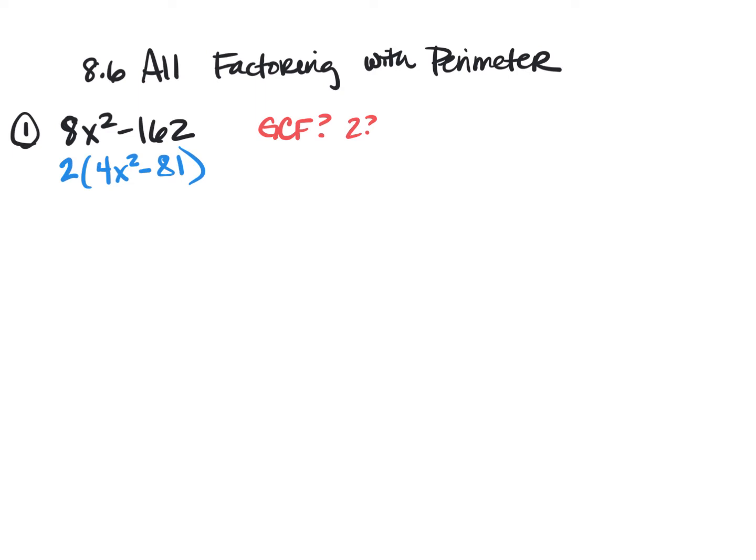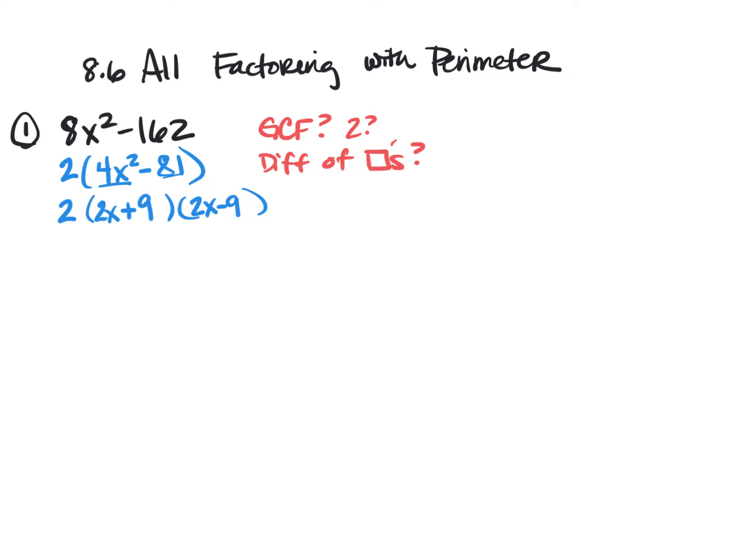Now I need to look at it and see, can I keep doing GCF? No. But is this a difference of squares? It's not a trinomial, so let's look. Squared term, squared term, minus sign. So it has all the characteristics I need, so I can continue factoring. I'm going to bring the 2 straight down, and I'm going to take the square root of this, so it's 2x plus the square root of 81, which is 9, and then 2x minus 9.